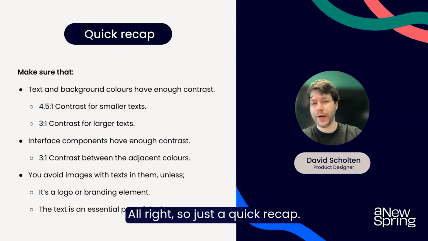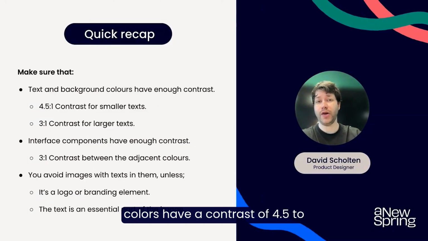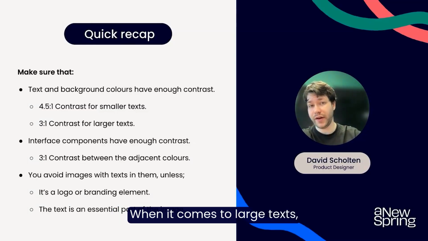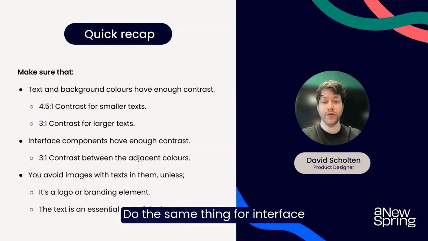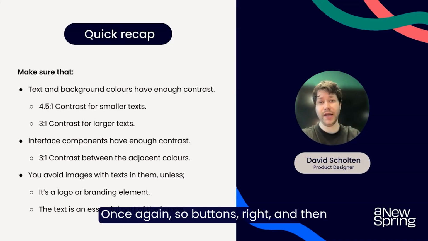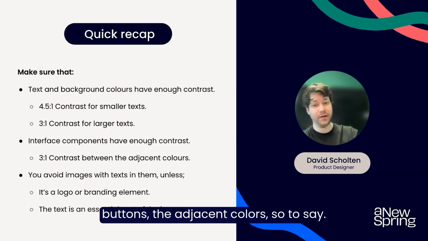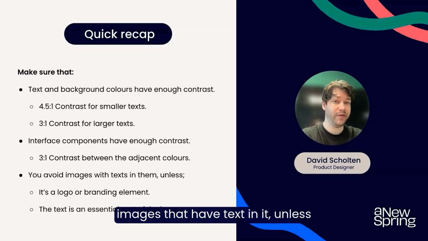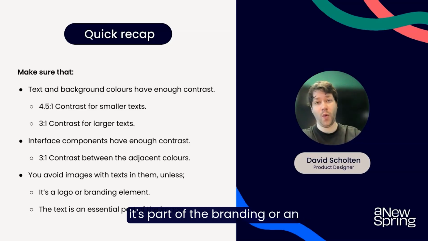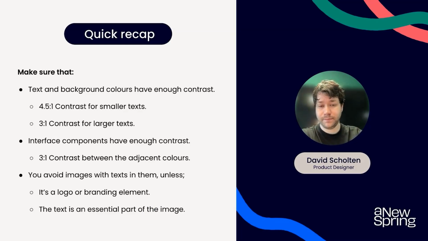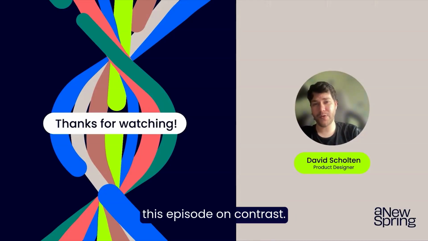All right, so just a quick recap. Make sure that your background colors have a contrast of 4.5 to 1 when it comes to smaller texts. When it comes to larger texts, make sure this is 3 to 1. Do the same thing for interface components, 3 to 1 once again. So buttons, right? And then also the colors that are next to the buttons, the adjacent colors, so to say. And then, of course, try to avoid images that have text in, unless it's part of the branding or an important part of the image itself, like the text you might have in a graph.